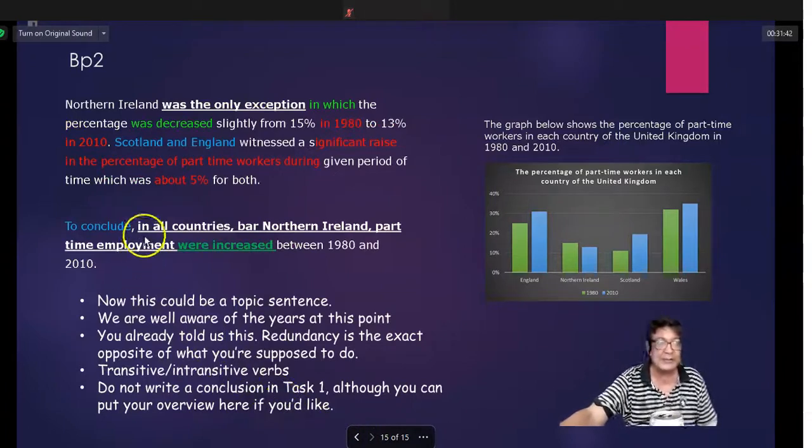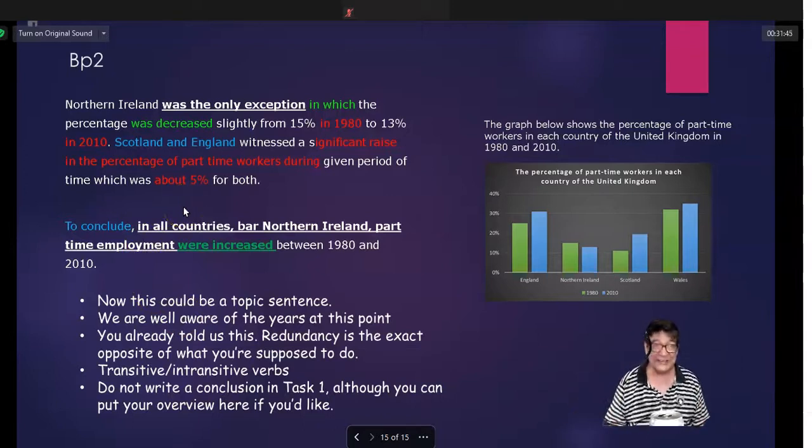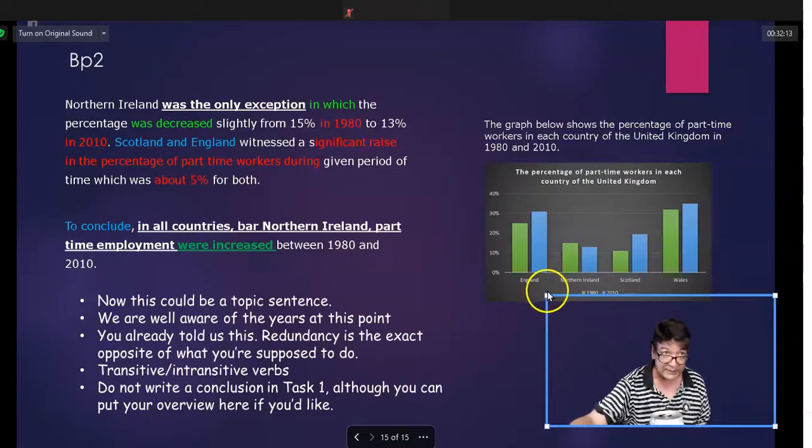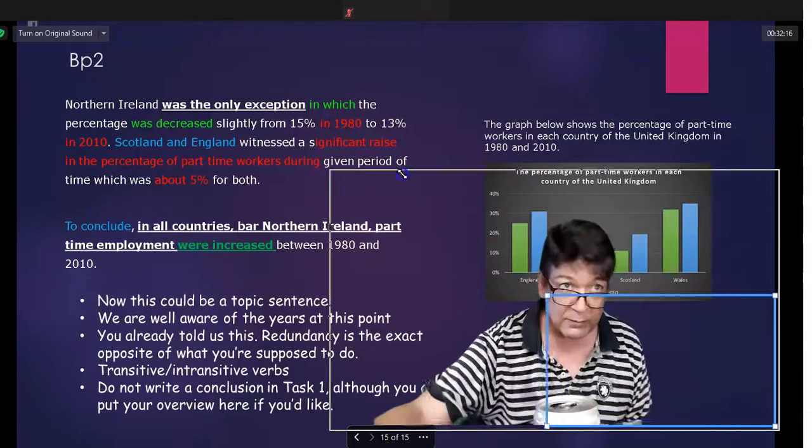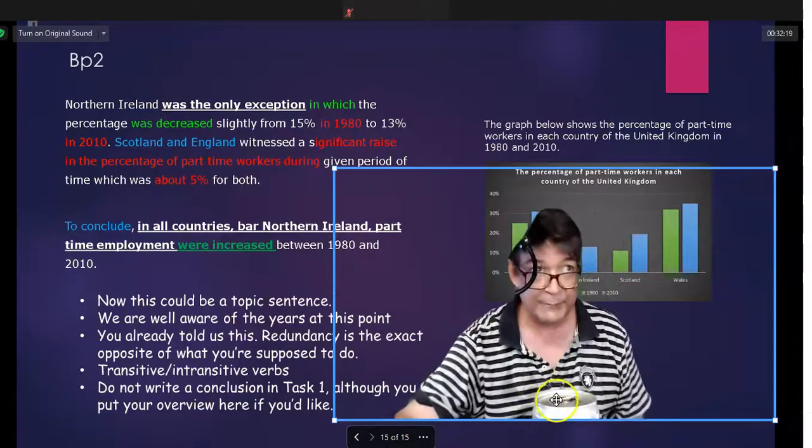Northern Ireland was the only exception. Yes, that's what we want to see. Exceptions to the trend. Okay, great. That's why I underlined it and put it in bold. In which the percentage decreased, not "was decreased," slightly from 15% in 1980 to 13% in 2010. By this point, we have well established what the years we're talking about are. So you don't need to say those years again. We know when, we know in what countries, so you don't have to repeat them.